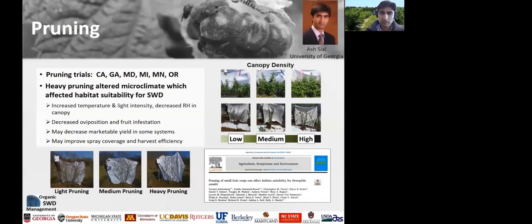Again, the details of these results were published in this publication shown here. If you are interested, please take a look at this publication and get more information there. Next, please.